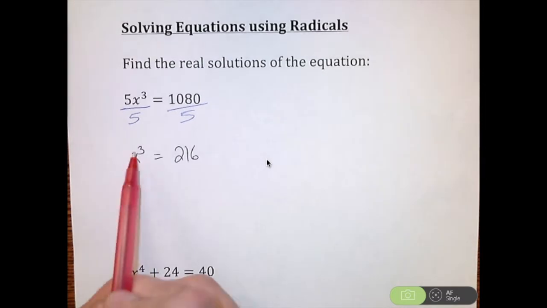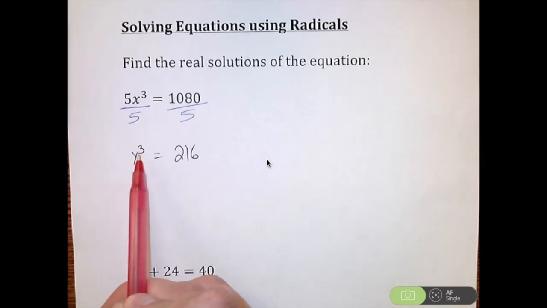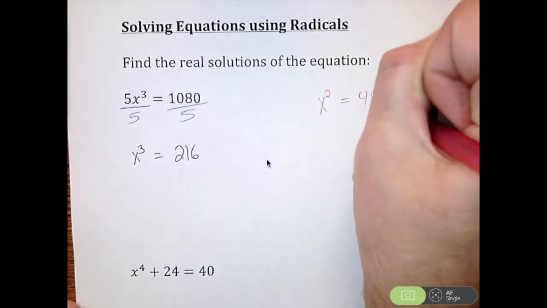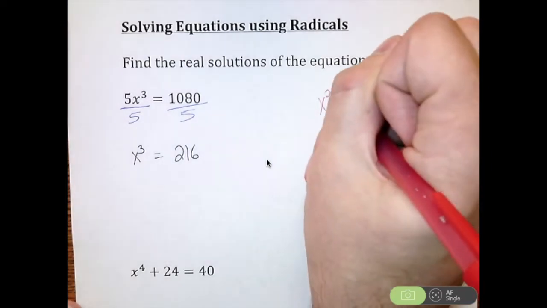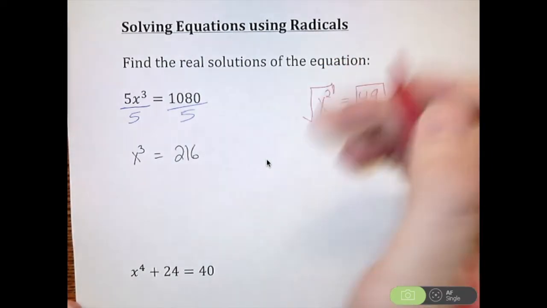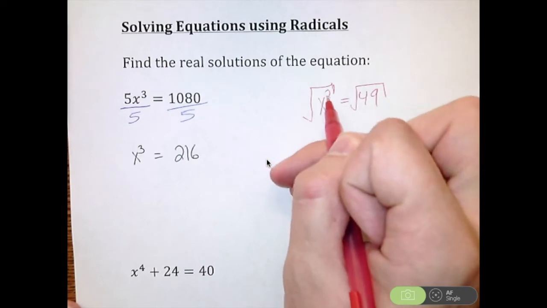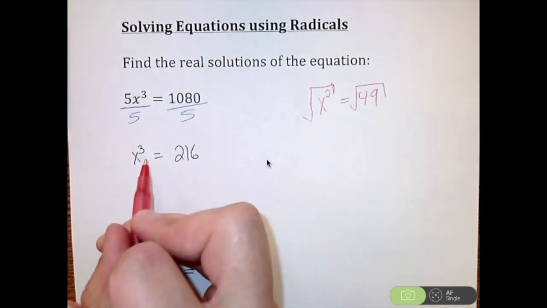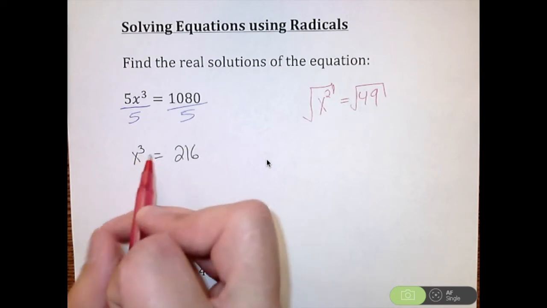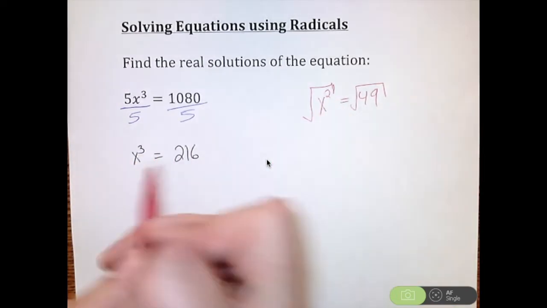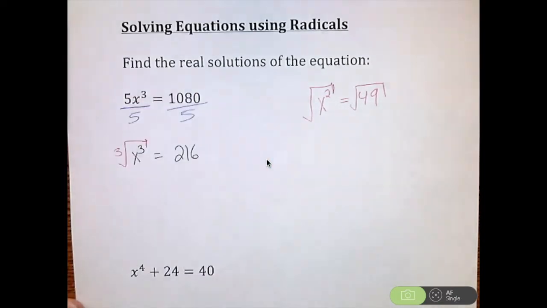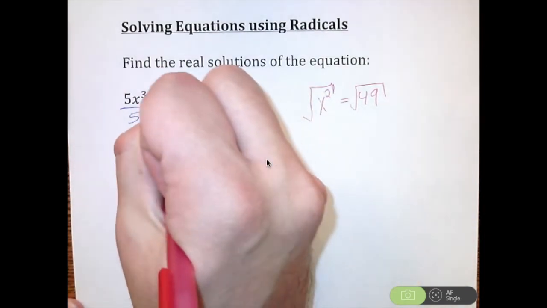The next thing I want to do, to get x all by itself, is get rid of that power of 3. This is very similar to how we've done things before. If you had x squared equals 49, we always took the square root of both sides, because we had a square there. To get rid of the square, take the square root. But this time, this isn't a square. This is x to the third. So what we're going to do is take the third root. If I do it to one side, I have to do it to the other.